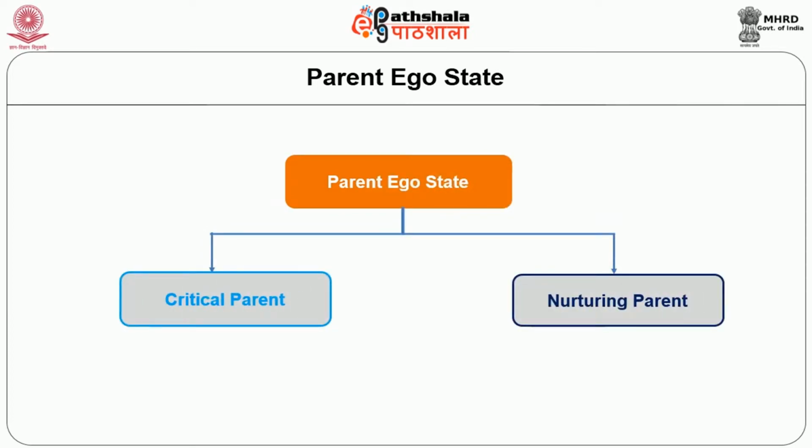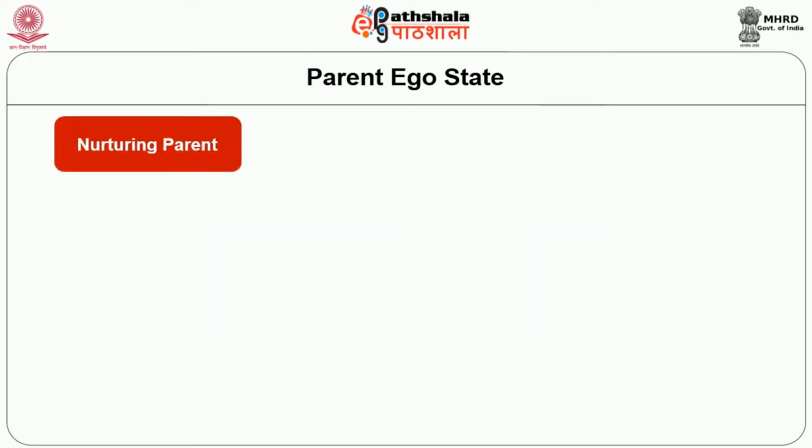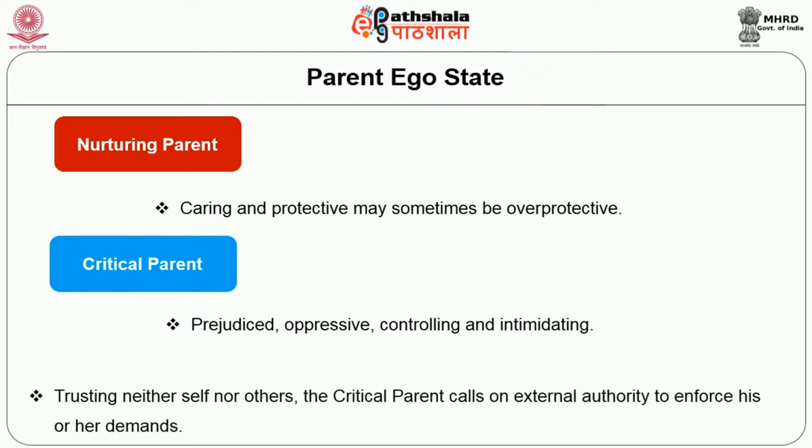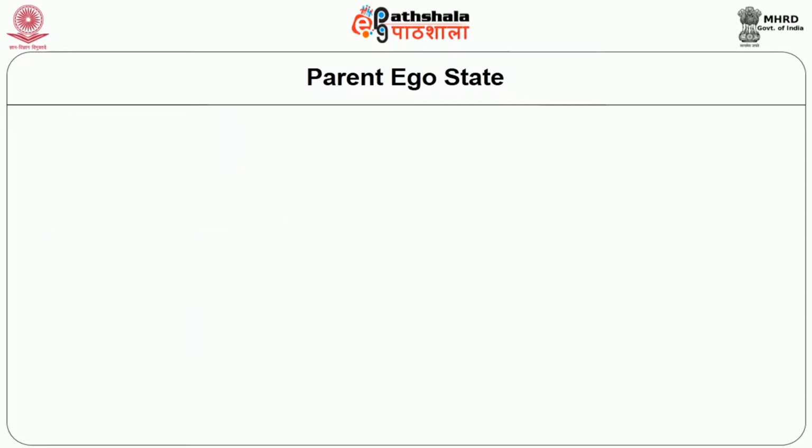In terms of functions, the parent ego state may be categorized into the critical parent and the nurturing parent. In most cases, someone functioning as a nurturing parent is caring and protective and may sometimes be overprotective. The critical parent is prejudiced, oppressive, controlling, and intimidating. Trusting neither self nor others, the critical parent calls on external authority to enforce his or her demands.